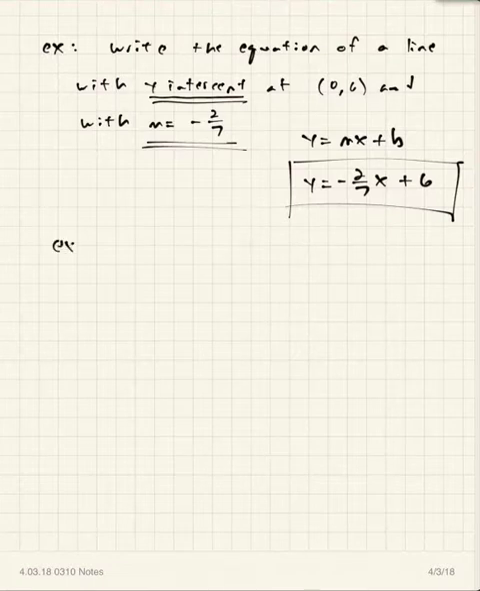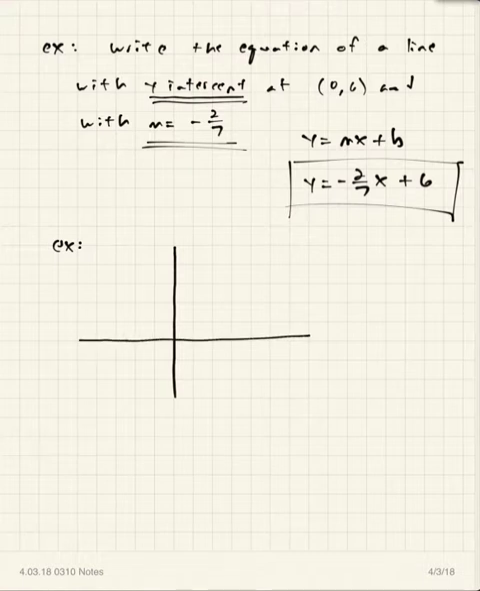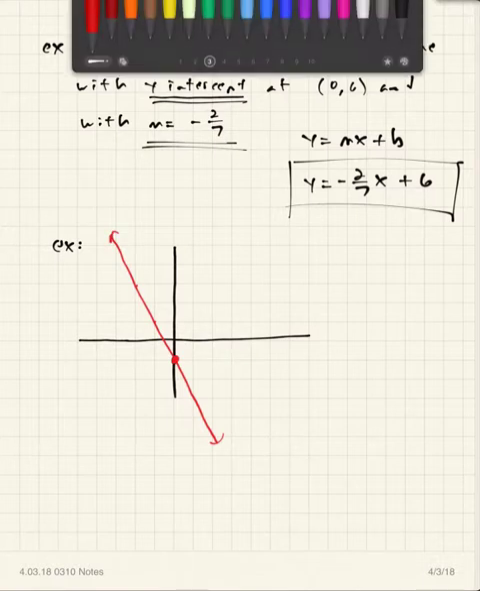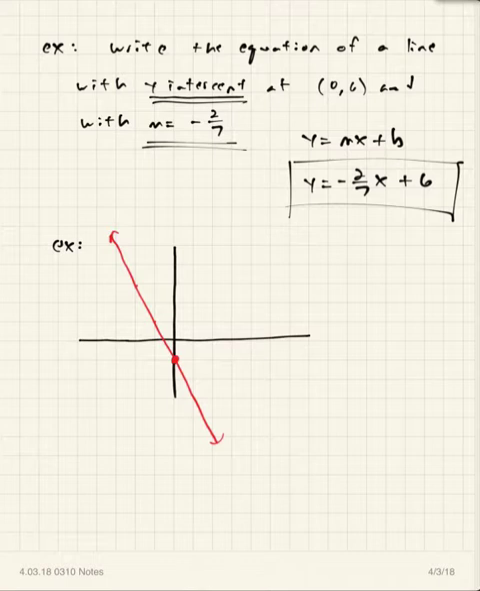All right. Next problem. So let's see. Let's say we have a line. This is the graph of the line here. So that's my line right there. And the instructions here are, write the equation of this line.